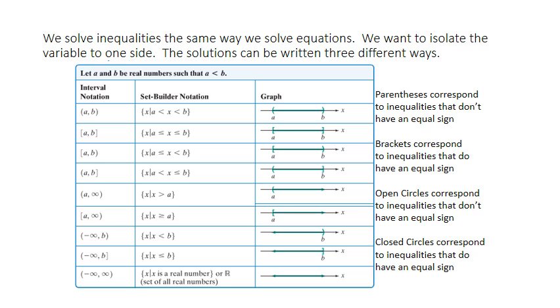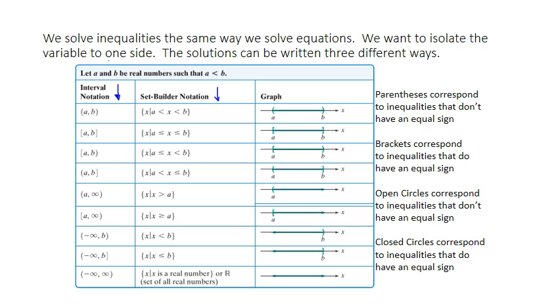So we solve inequalities the exact same way that we solve equations. Your goal is to isolate the variable, whatever it may be, to one side of the inequality. But the difference is that solutions can be written in three different ways. So the ways that we're going to look at, and I'm going to go from left to right here, first is interval notation. Interval notation is the most popular notation that we're going to use today, but I'm actually going to come back and talk more about this in a minute once I go over a few other things.